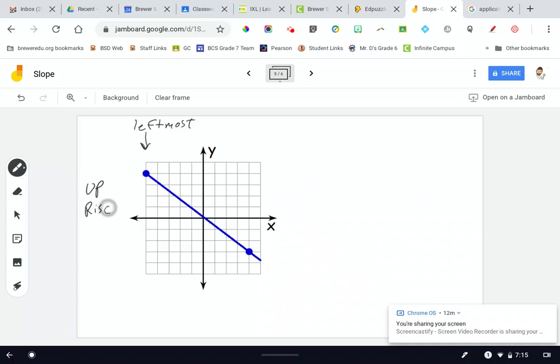Well, in this case, I'm not going up, am I? I'm actually going down. So we're going to say up or down. Either one's okay. You want to rise, up or down. But since I'm going down, I'm going to go 1, 2, 3, 4, 5, 6, 7. 7 blocks down. And then 1, 2, 3, 4, 5, 6, 7, 8, 9 blocks over.